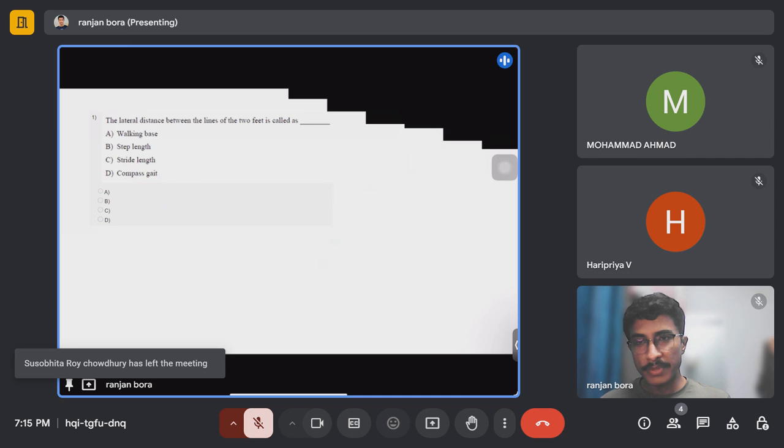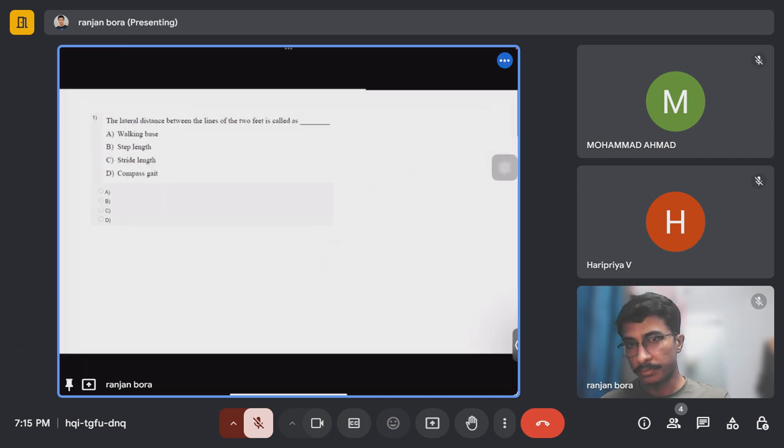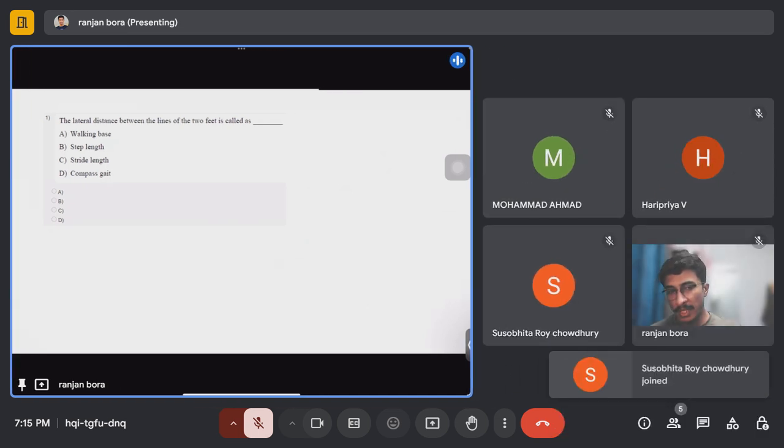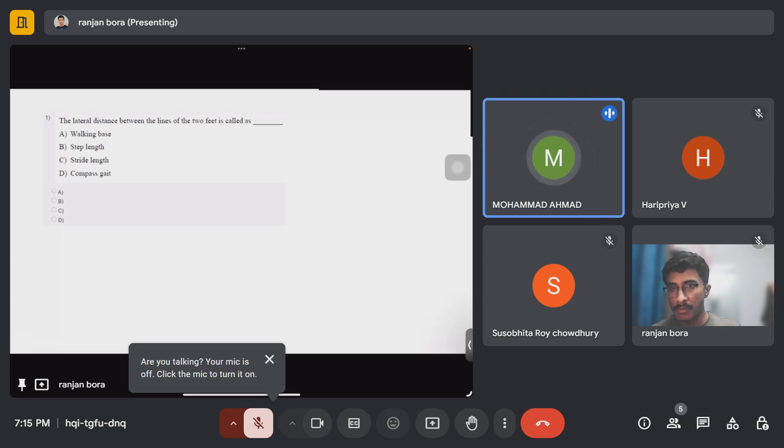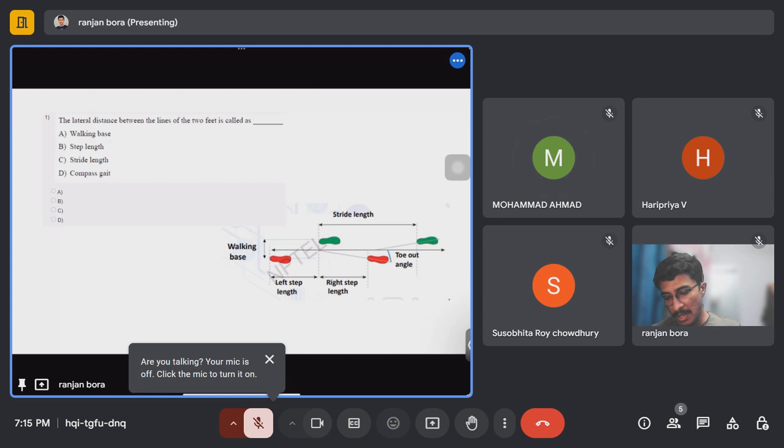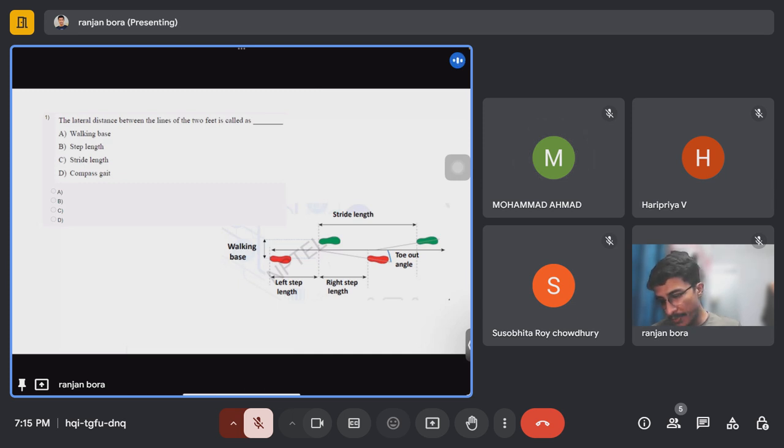I think all of you have submitted the assignment, so I will go through the questions. First question was the lateral distance between the lines of the 2 feet is called as. Do you know the answer? Anyone? Yeah, it is walking base. From this figure, we can see the lateral distance means it is talking about this distance. This is one foot and this is another foot, so the distance between these 2 feet is the walking base.